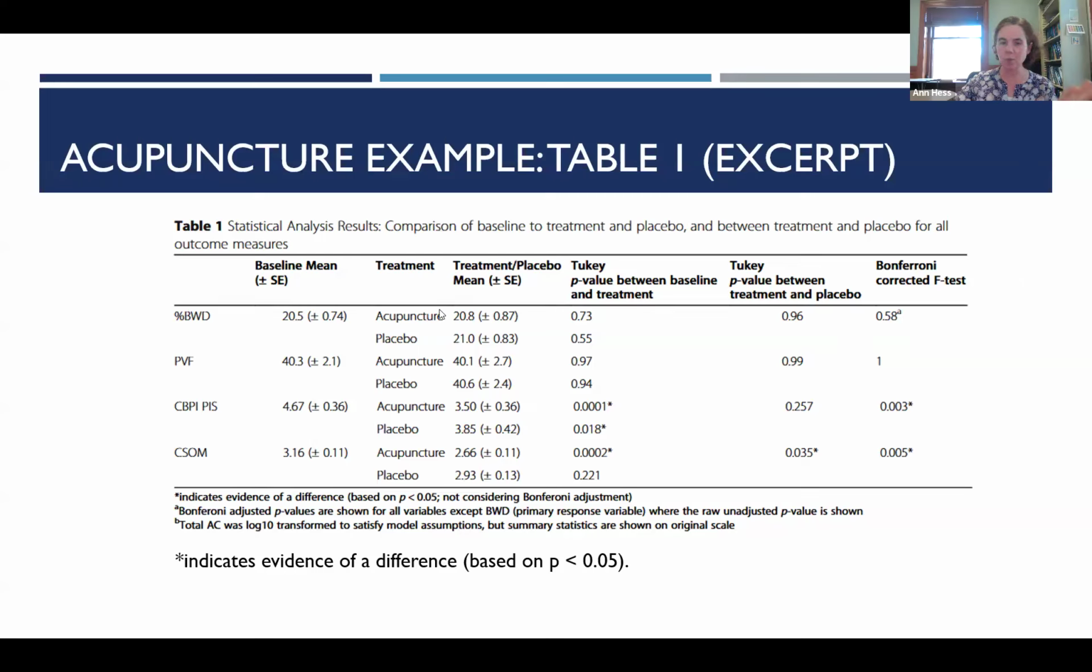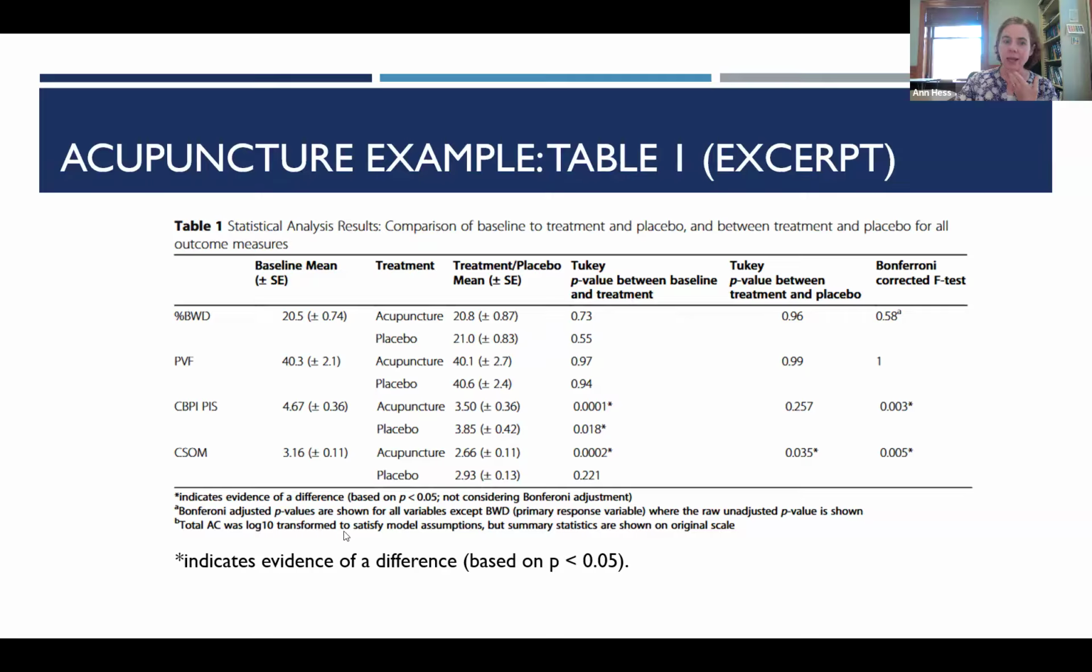So this table is arranged in a kind of unique format here, but here they have the mean and the standard error for baseline for BWD. Then they have the mean and the standard error still for BWD for acupuncture and placebo. In the next 2 columns, they have p-values for the different pairwise comparisons. So here's a Tukey adjusted p-value for baseline versus acupuncture, and a p-value for baseline versus placebo, and the third Tukey adjusted p-value for treatment versus placebo.